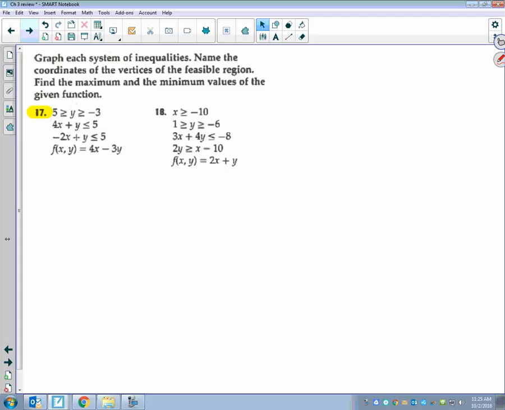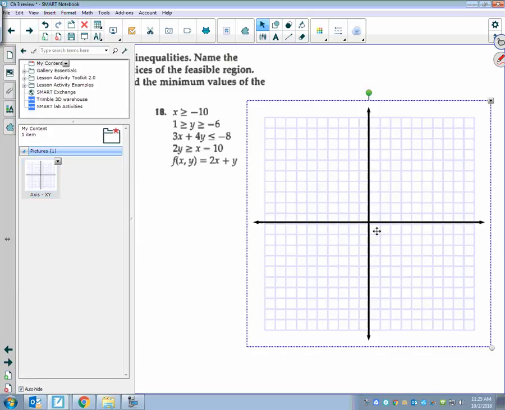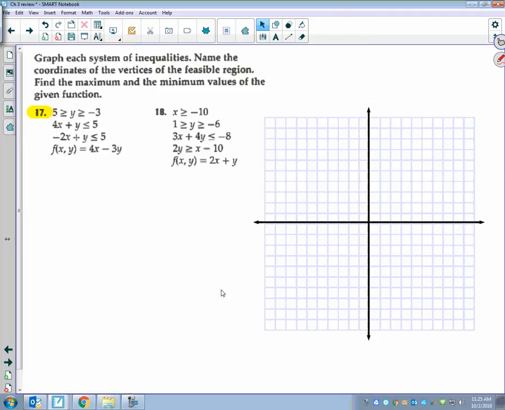So also we have the linear programming, okay, and so it says graph the system of inequalities, name the coordinates of the feasible region, and then find the maximum and the minimum of this problem. So again, I need a graph. And the first thing I'm going to do is graph my equations here. So they just put it all together, but that's just saying y is greater than -3 and y is less than or equal to 5.